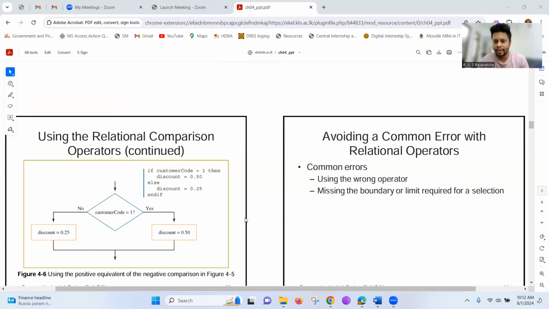Avoiding the common errors with the relational operators: using the wrong operator.